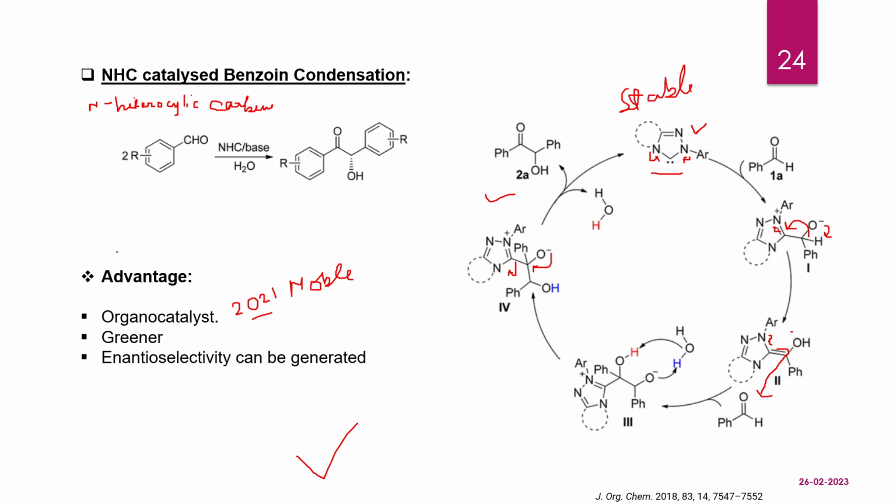And another important thing about this type of NHC catalyzed benzoin condensation is that enantiomer selectivity can be generated just by using a chiral NHC. Just by using a chiral N-heterocyclic carbene, where there is a chirality here or here, we can generate chirality in the product. So it is highly important nowadays.